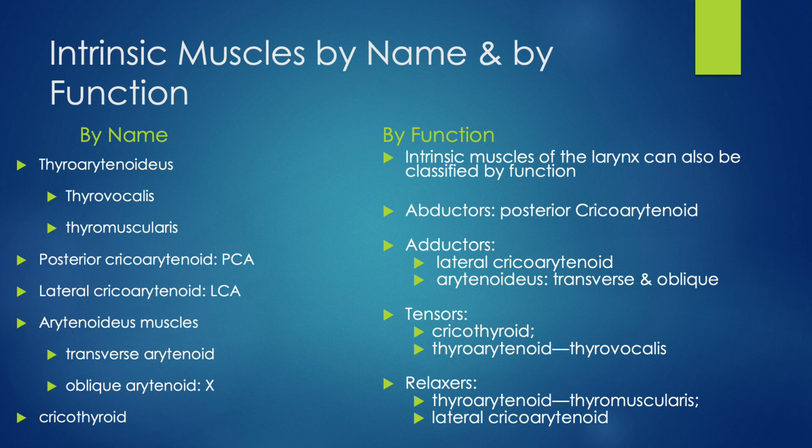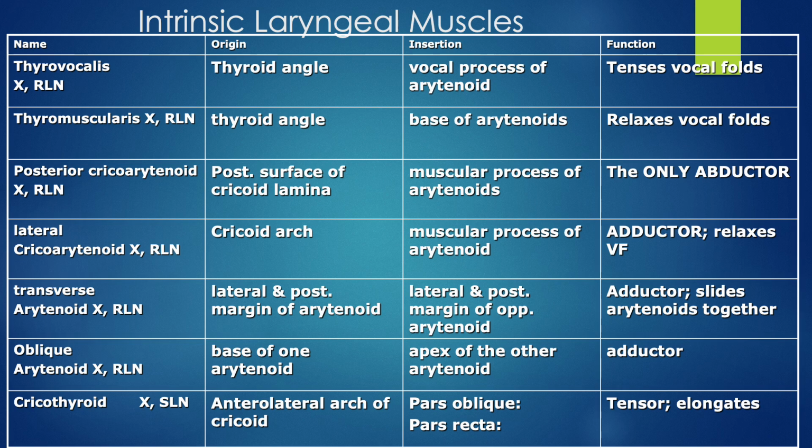And then over here on the right, I have them classified by function. So abductors, just your PCAs, paired muscles. Your adductors, your LCA, and then your transverse arytenoideus and oblique arytenoideus. Your tensors are your cricothyroid and thyrovocalis. They raise the pitch. And our relaxers are thyromuscularis and your LCA. There they are again, and that has the origin and insertion. Different people learn the muscles best in different ways. So I've got them listed by name, by function, and then in tabular form.